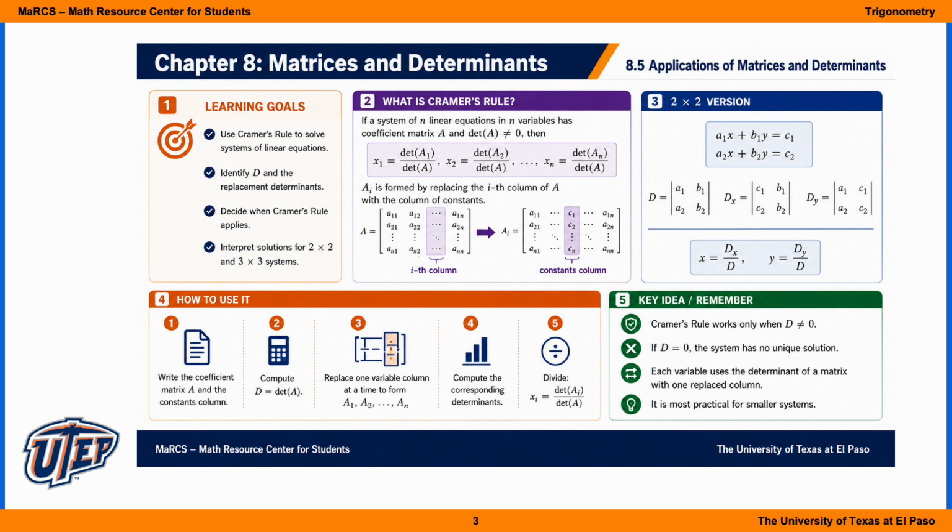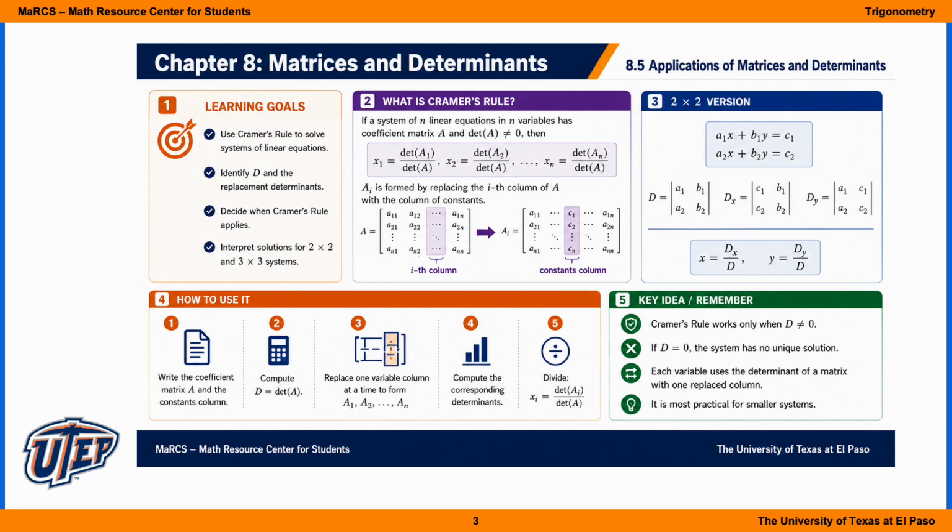Now, what is Cramer's rule? If a system of n linear equations in n variables has coefficient matrix A and the determinant of A is not equal to 0, then we can find each of our variables by computing the determinant of each Ai divided by the determinant of A, where i goes up until n, so our last variable. Now, Ai is formed by replacing the ith column of A, our coefficient matrix, with the constants. So we'll go over an example.